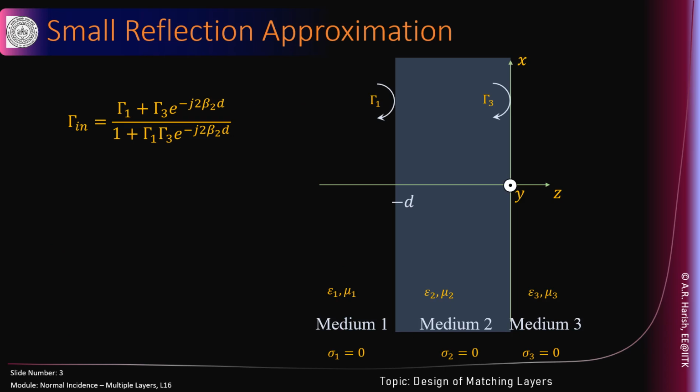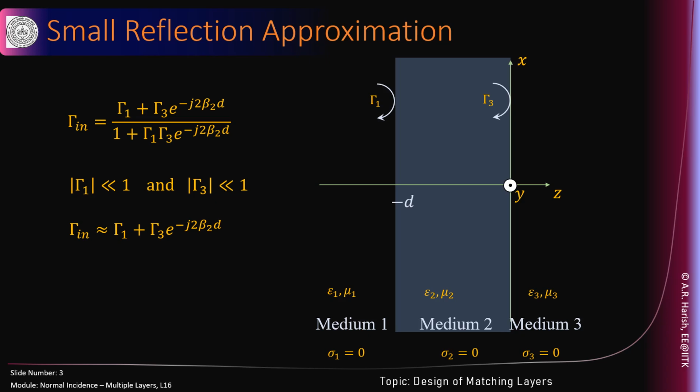We'll go back to our small reflection theory. We had a dielectric slab, and the reflection coefficient at the front surface was gamma 1. Reflection coefficient at the second surface or the back surface is gamma 3, where gamma 1 is eta 2 minus eta 1 upon eta 2 plus eta 1. Gamma 3 was eta 3 minus eta 2 upon eta 3 plus eta 2, according to this figure. And gamma in was given by the equation on the left. Suppose the magnitude of gamma 1 and magnitude of gamma 3 are very small compared to 1, gamma 1 times gamma 3 magnitude will be very small.